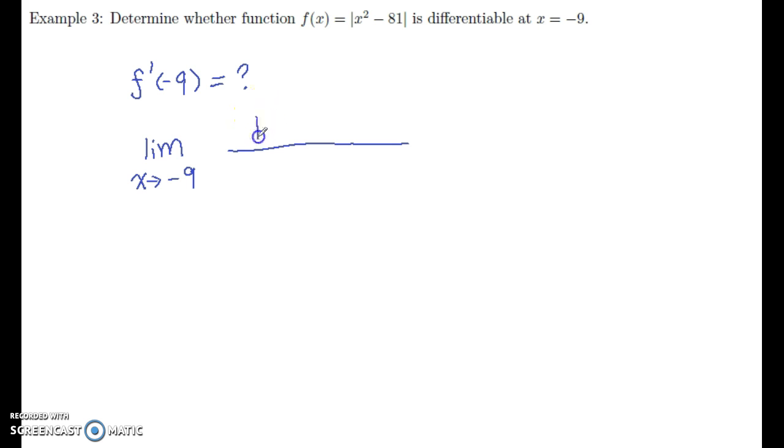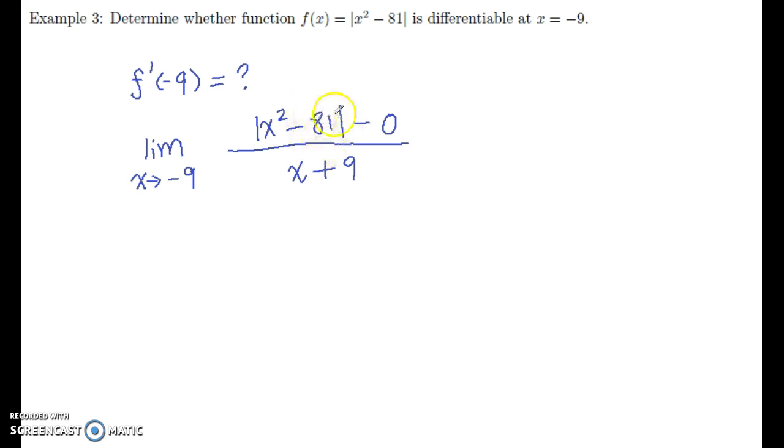f(x), which is |x² − 81|, minus f(−9). If you plug in −9, it's (−9)², which is 81. 81 subtract 81 is 0, and the absolute value of 0 is 0. Then in the bottom is x minus −9, so it's x + 9. We want to figure out this limit.